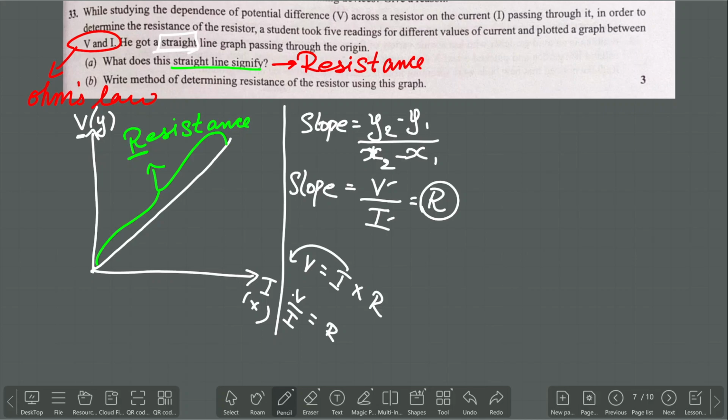Next, write the method of determining the resistance of the resistor by using this graph. This one you need to write. Suppose they are asking us to determine the values. Clear? Slope is equal to y2 minus y1 by x2 minus x1. Along the y-axis we have the potential difference, V, and along the x-axis we have current, I. So the slope V by I is nothing but called R. The reason is V is equal to I into R; while the I comes to the other side it becomes division, V by I is equal to R.